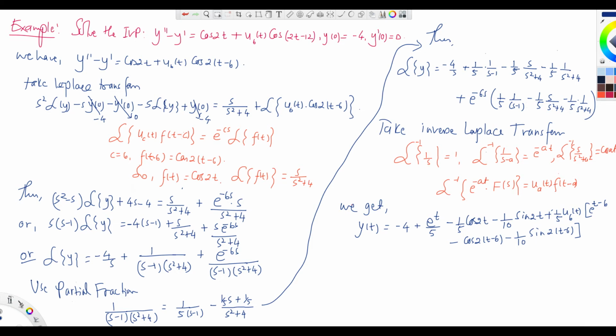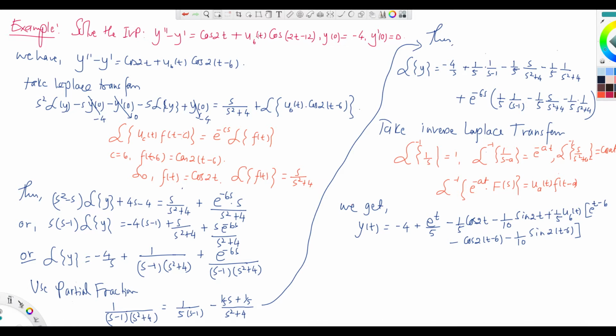Let us see one more example on how to solve a differential equation with a discontinuous forcing function. Okay, so here y double prime minus y prime equals cosine 2t plus u sub 6 of t. That's the step function, right?